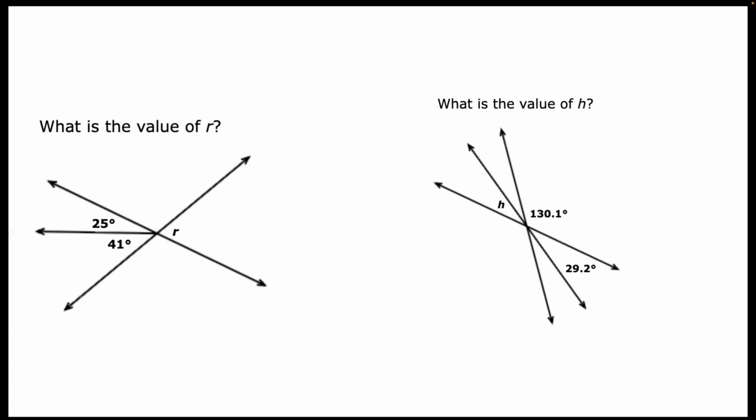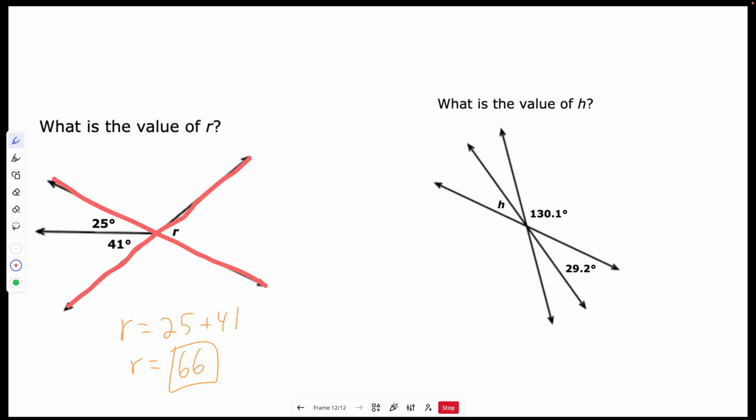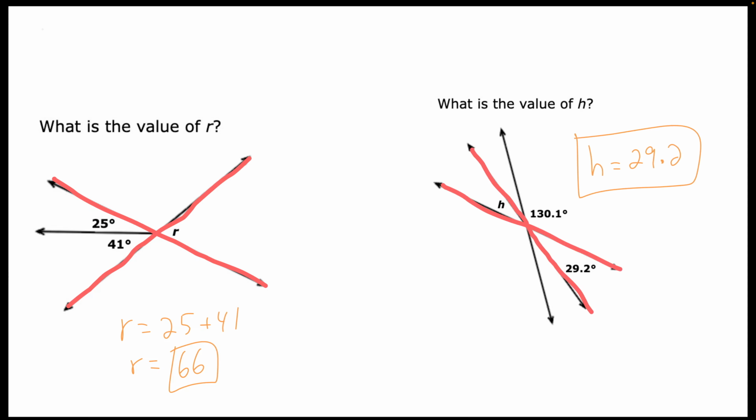Okay, now that you've had time to work these problems, let's check your solutions. For the first problem, we should have seen that r is part of a vertical angle, and so you just combine 25 plus 41 to get an answer of 66. And for the second problem, this one's sort of a disguise because there's a bunch of lines, there's extra angles, but at the end of the day, h is part of a vertical angle pair, and so it's just whatever the opposite side is, which is 29.2.